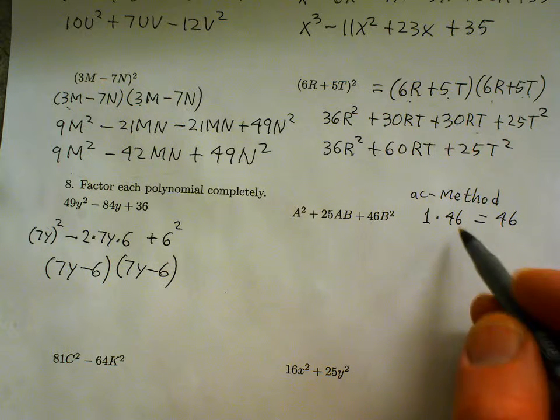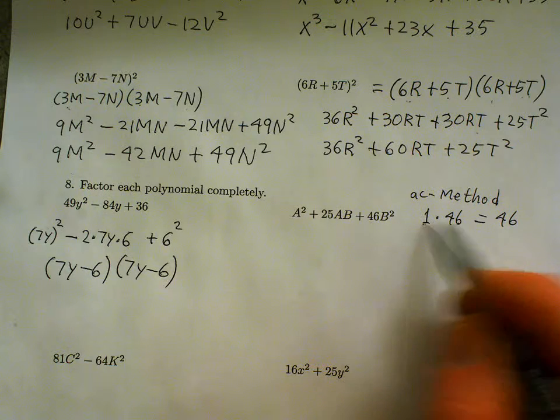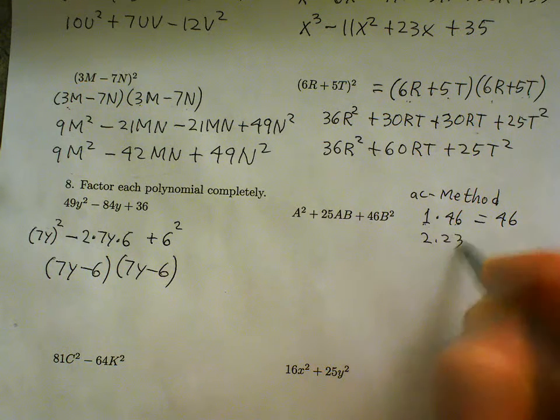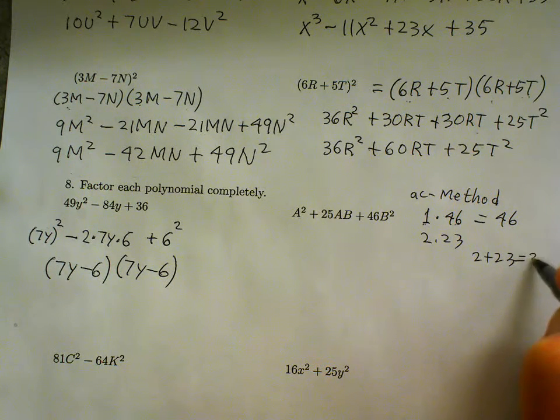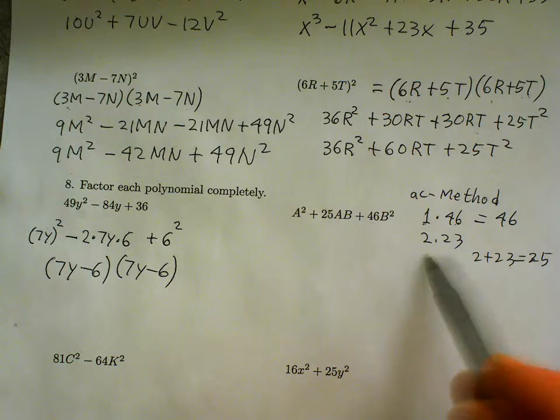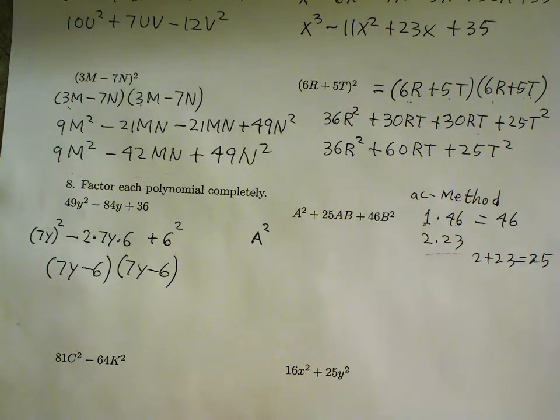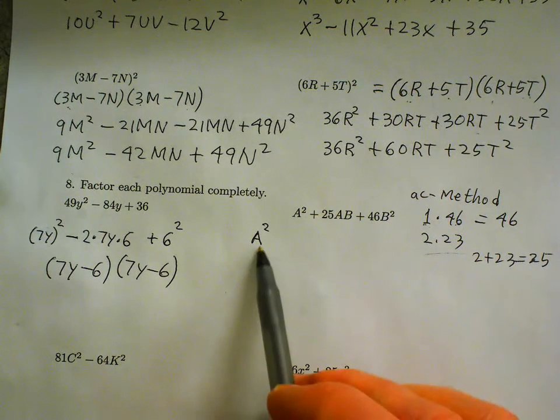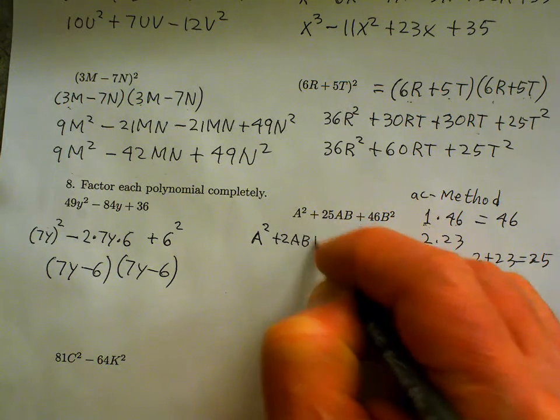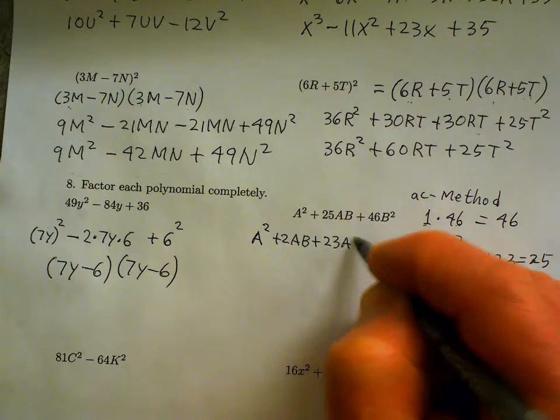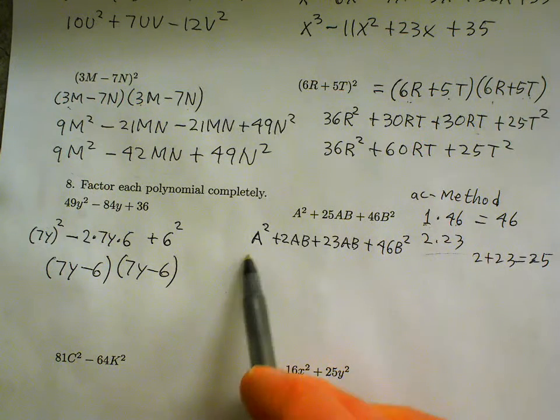Okay, it doesn't take too long to find. In fact, the next pair of integers after 1 times 46 is 2 times 23. And 2 plus 23 is 25. So the two integers are 2 and 23. So we transform the trinomial into a quadrinomial. We'll write a to the second plus 2ab plus 23ab plus 46b to the second, and then factor by grouping.